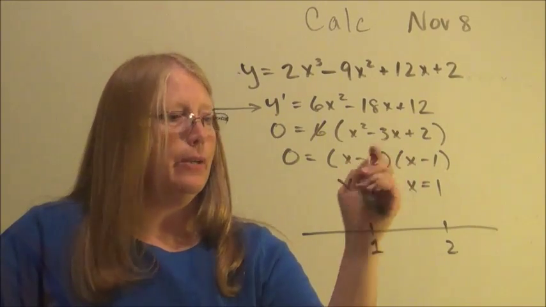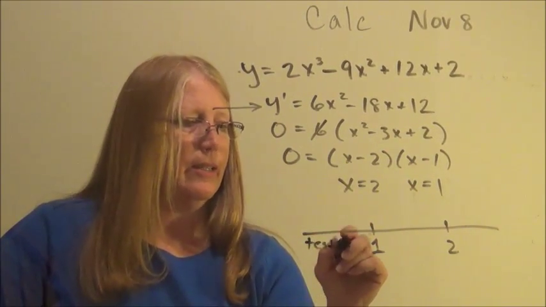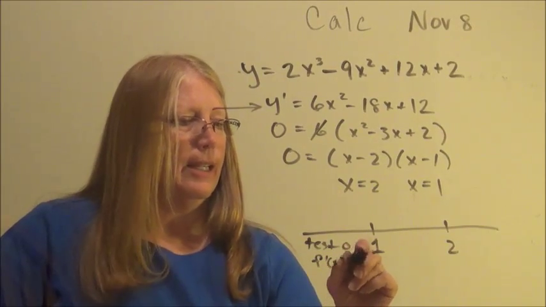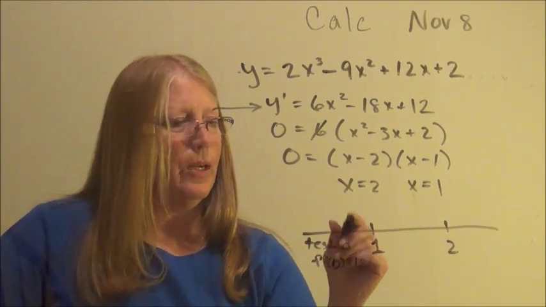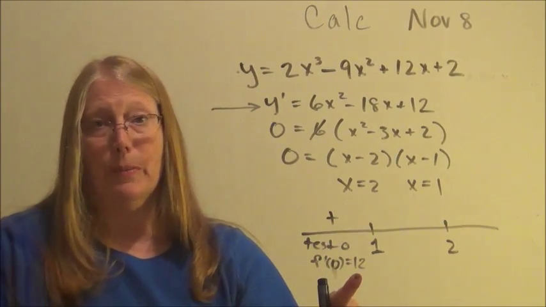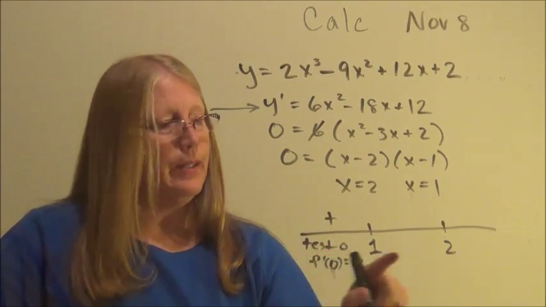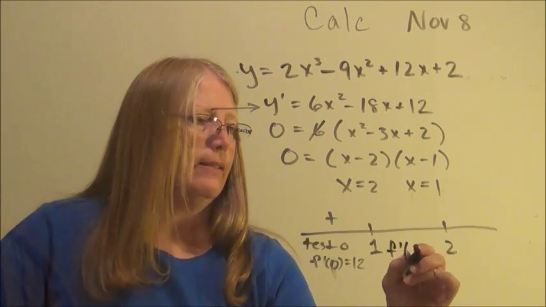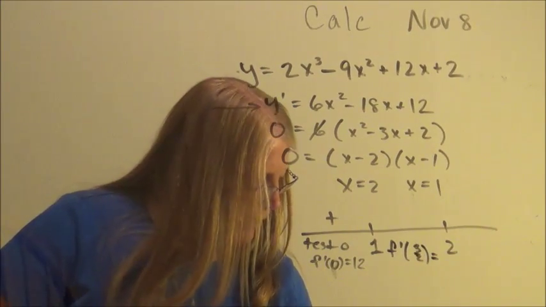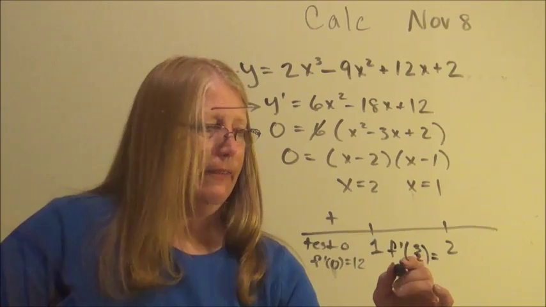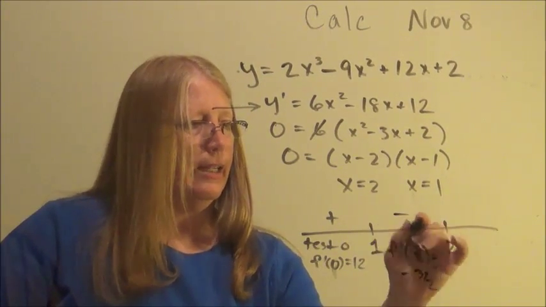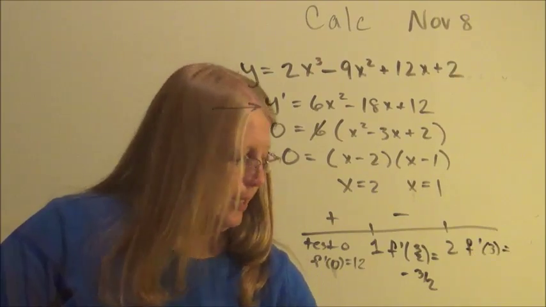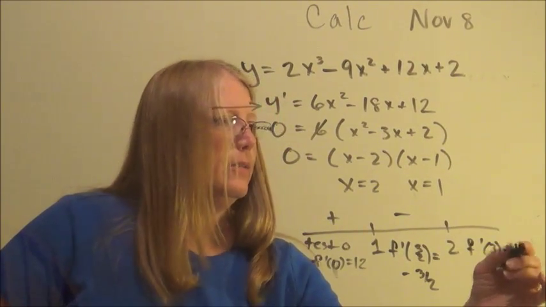0. So I'm testing 0. When I put it in here, I get 12. So f prime at 0 equals 12. I don't really care that it's 12, but I do care whether it's positive or negative. So it's positive there. Now I need a test point between 1 and 2. So I'm going to look at f prime of 1.5. I threw that into my function earlier and I got negative 1.5, which is negative. And then I'm going to test a value greater than 2, so I'm going to test 3. And when I put 3 in there, I got out a 12, which is positive.